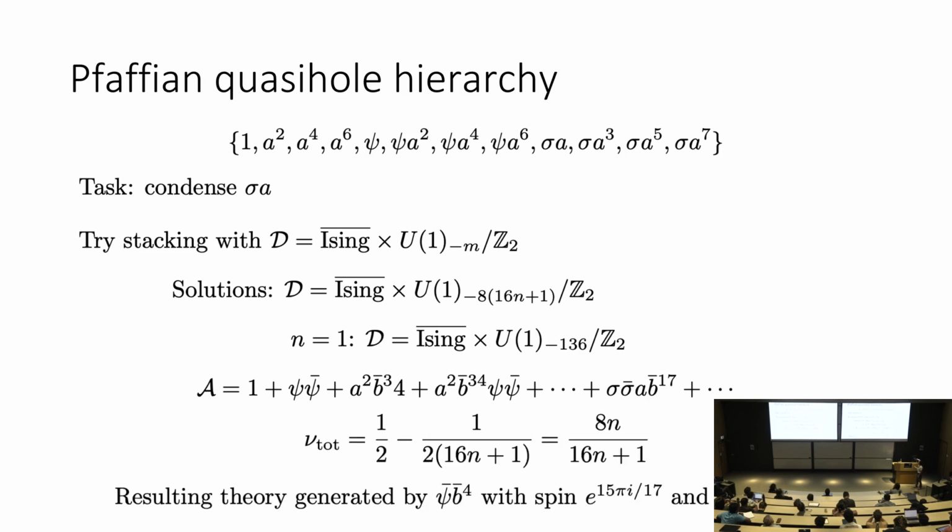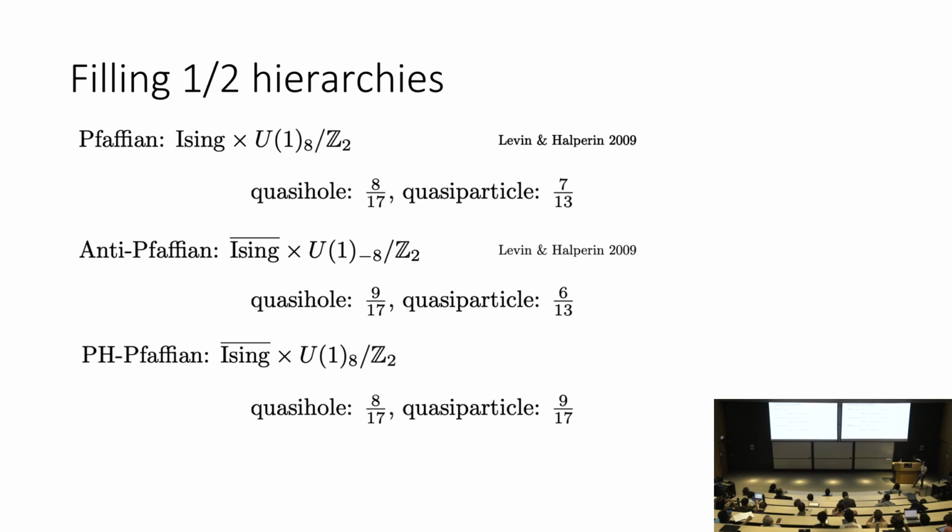And what you find is that the final filling fraction has this rather simple form in terms of n. So if I plug in n equals 1, this big guy will give me 8/17. And you can get the exact resulting anyon theory, etc. So you can do this with all three states, Pfaffian, interpfaffian, and the PH-Pfaffian. And you get different quasi-hole and quasi-particle hierarchies.